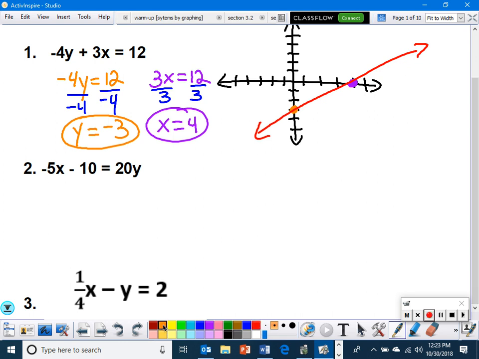First, I'm going to do my y-intercept. So I'm going to make believe x is not there. So like 0, so that's going to be zeroed out. So my y-intercept I'm going to find with negative 10 equals 20y. I'm going to divide by 20, and I find out that y equals negative 1/2.